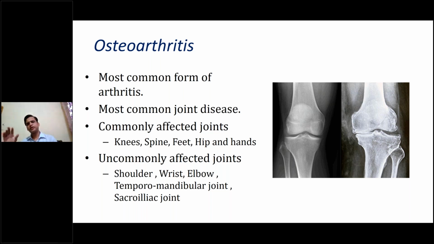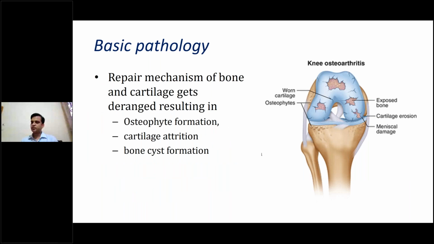So the basic pathology is that the repair mechanism of bone and cartilage gets changed. There is more damage than repair. So this derangement of repair and the attrition results in osteophyte formation at the edges of bone, cartilage attrition, and bone cyst formation.